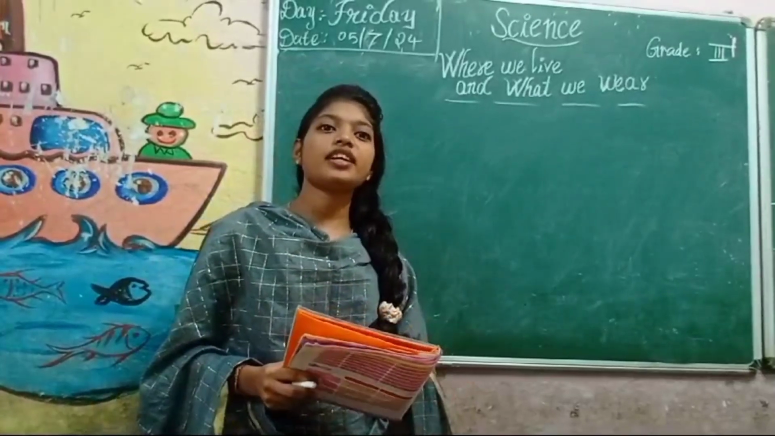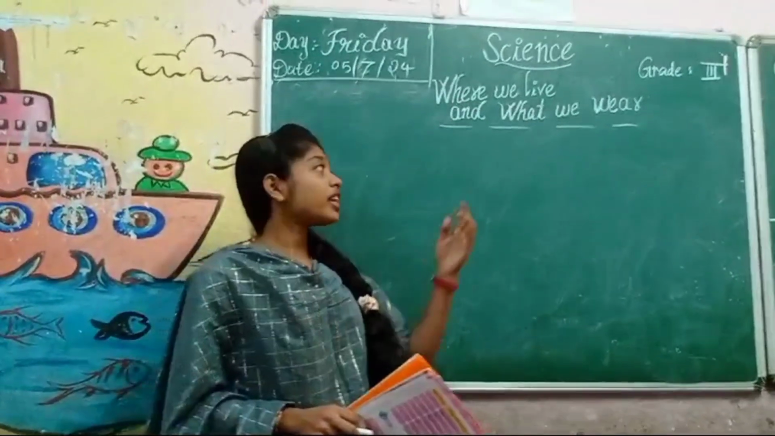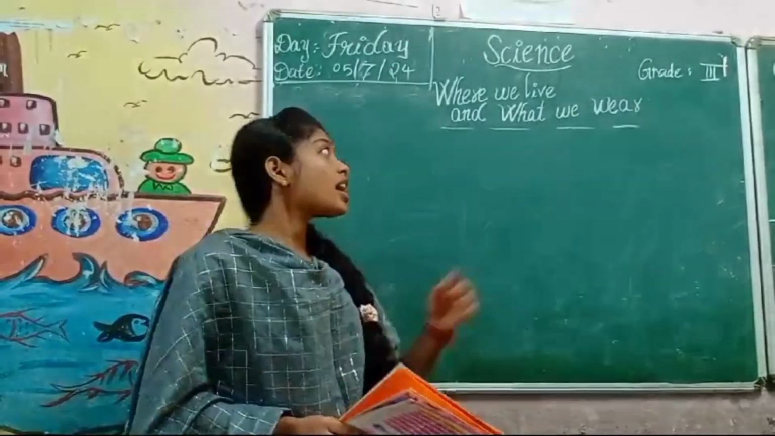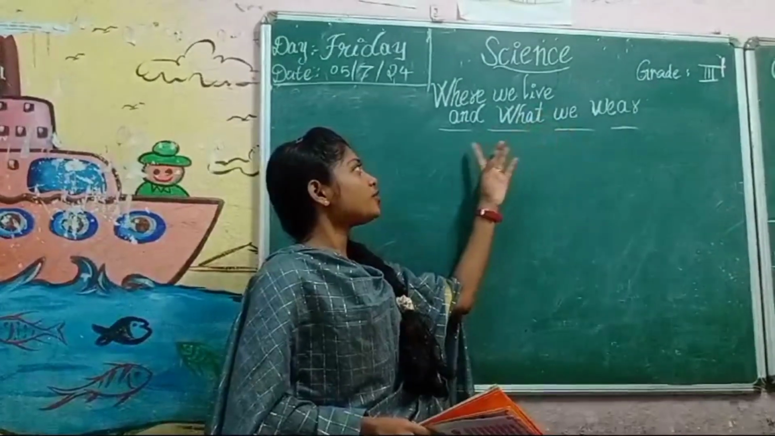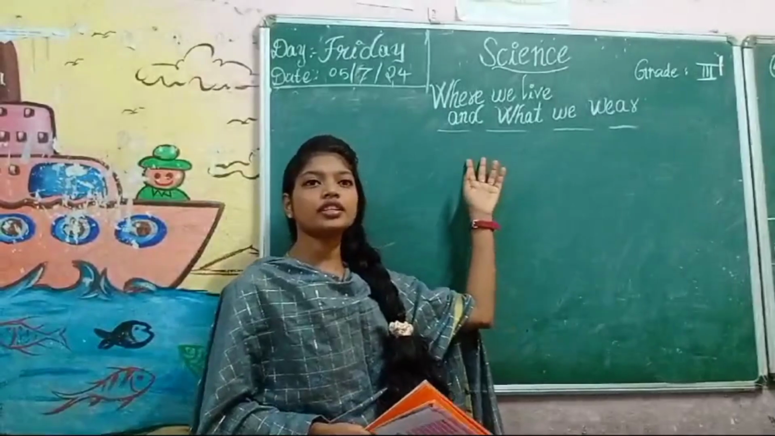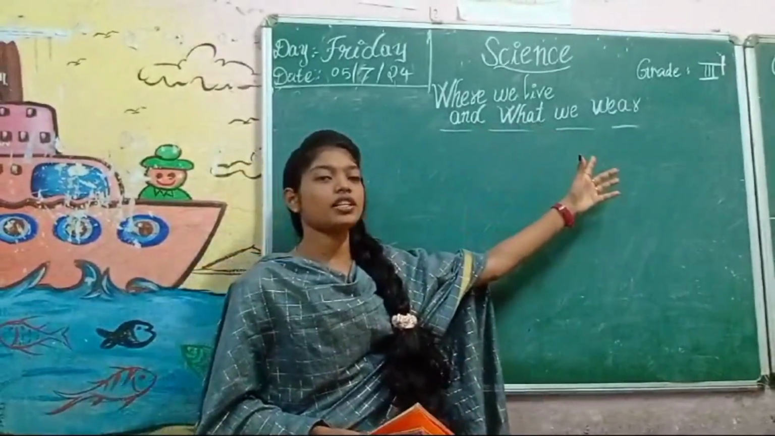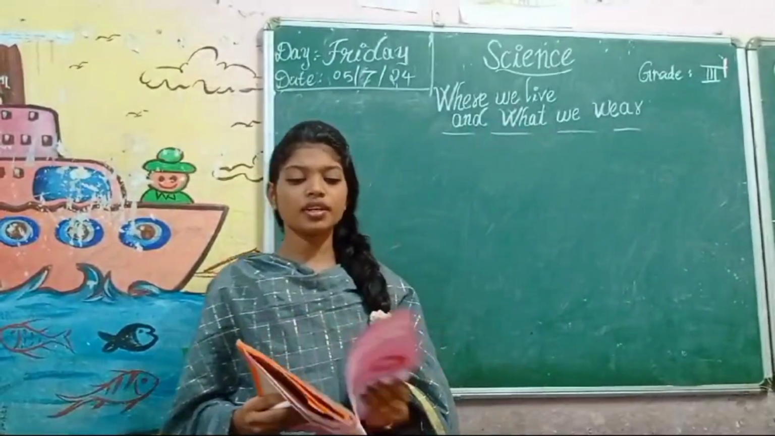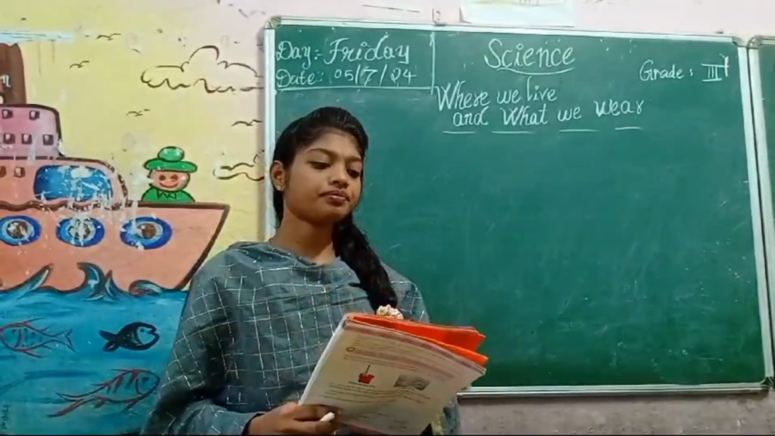Hi everyone, today we are talking about a topic from the grade 3 science textbook. Our second chapter name is Where We Live and What We Fear. How to read this? Where we live and what we fear. So, let's move on to our chapter.